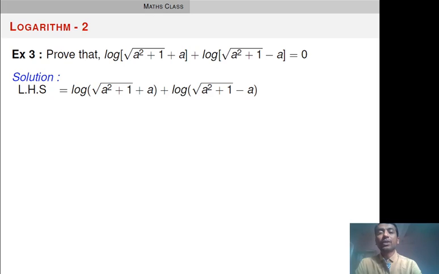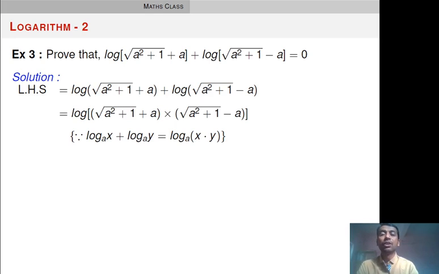So this is given to us. Here you can see that addition of two log functions is given. Base is not mentioned, it means it is e and it is the same. So addition is converted into multiplication with common log function. It means we can write down log of a single function with inside the bracket the multiplication of two numerals which are given. So root of a square plus 1 plus a and root of a square plus 1 minus a.